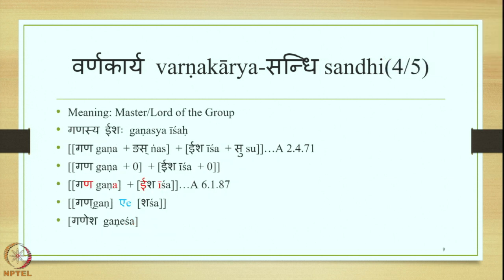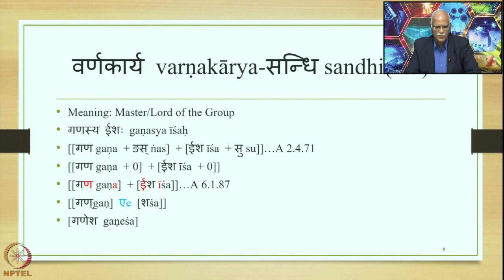Similarly, if we have another meaning, master or lord of the group, Ganasya Ishaha. The Alaukika Vigraha of this would be Gana plus Ngas and Isha plus Su. Obviously Gana will have the Purvapada status. So Gana plus Ngas is the Purvapada and Isha plus Su is the Uttarapada. And there is no Samasanta Pratyaya added over here because there is no such condition for the addition.